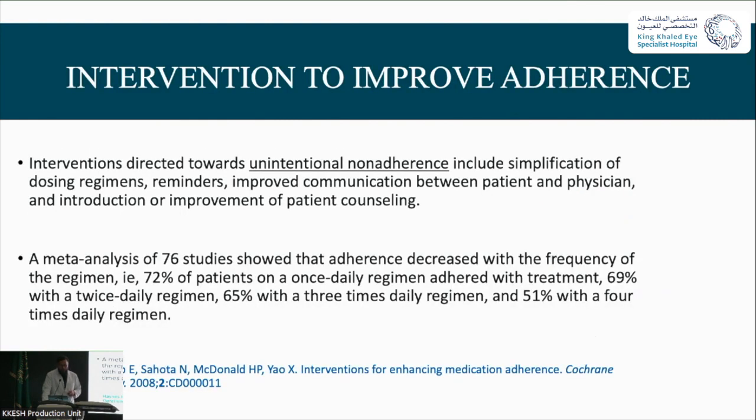Now, interventions to improve adherence. In this study, I found that interventions directed towards unintentional non-adherence include the simplification of the dosing regimens. It's a meta-analysis of 76 studies, and they showed that adherence decreased with the frequency of the regimen. 72% of patients on once-daily doses were adherent, and it kept decreasing as the dosing frequency increased. Ultimately, for patients on four times daily, adherence was down to 51%.